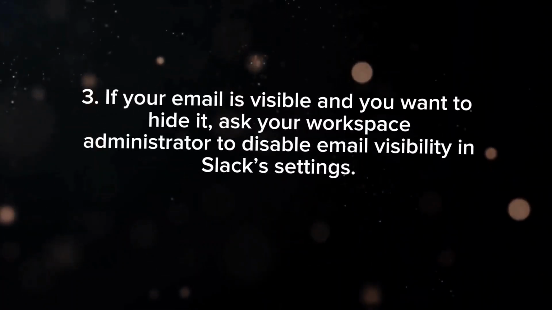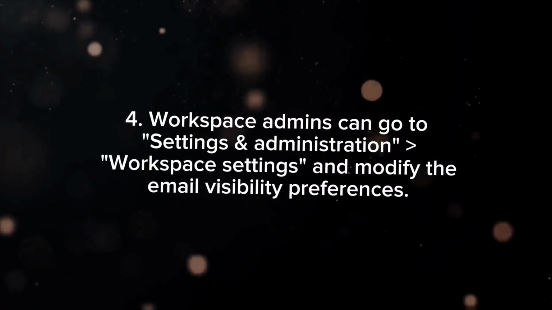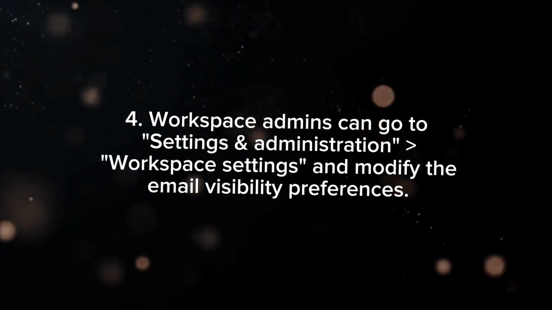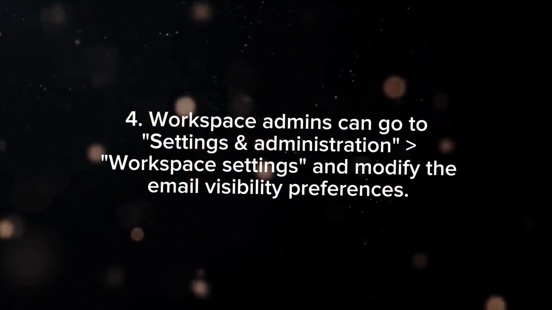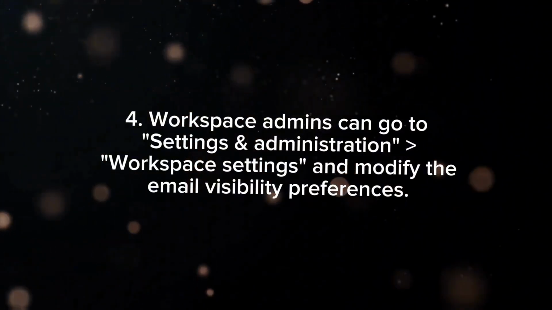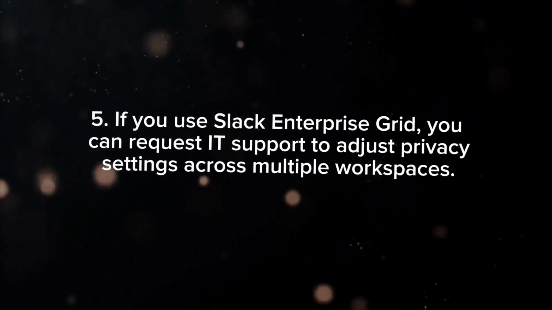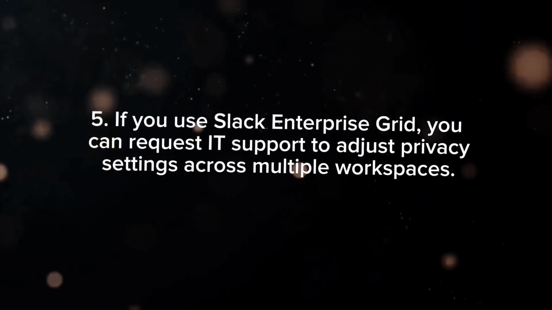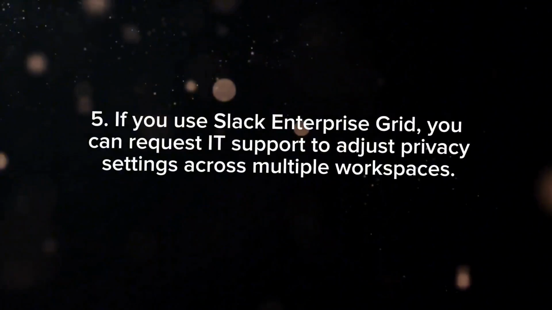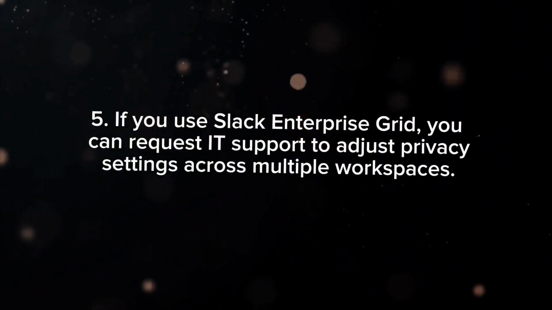in Slack's settings. 4. Workspace admins can go to Settings and Administration, Workspace Settings, and modify the email visibility preferences. 5. If you use Slack Enterprise Grid, you can request IT support to adjust privacy settings across multiple workspaces.